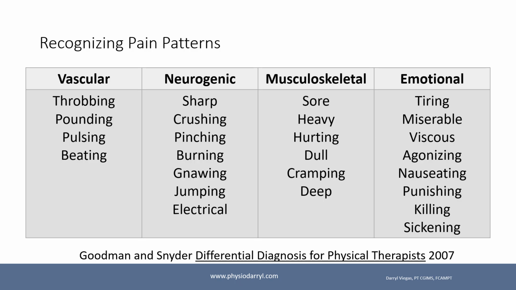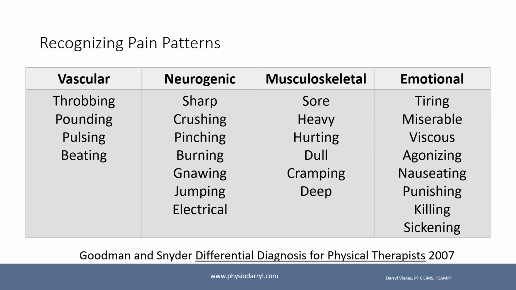How the patient describes the pain can also give us an indication of the potential source of pain. Vascular pains are often described as throbbing, pounding, pulsing, or beating, whereas neurogenic pains are often described as sharp, crushing, pinching, burning, gnawing, jumping, or electrical. Musculoskeletal pains tend to create soreness, heaviness, hurting, dull, cramping, or very deep types of pains.